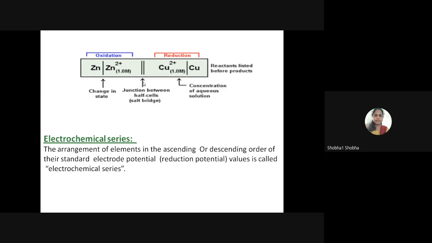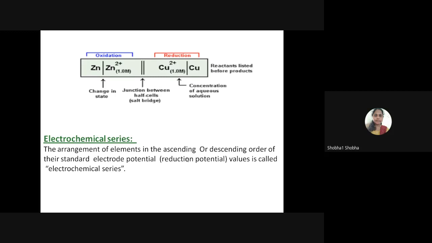Then next we have to continue with the electrochemical series. The arrangement of elements in ascending or descending order of their standard electrode potentials, that is nothing but reduction potential values, is called the electrochemical series. I said no, all metals, non-metals, every element has its own electrode potential. In that, oxidation electrode potential and reduction electrode potential both will be present. But I said under the IUPAC convention, reduction potentials are considered as the standard electrode potentials.